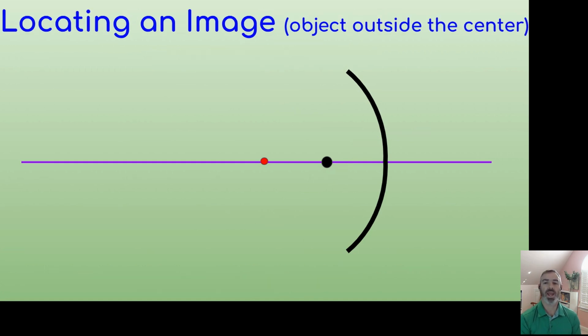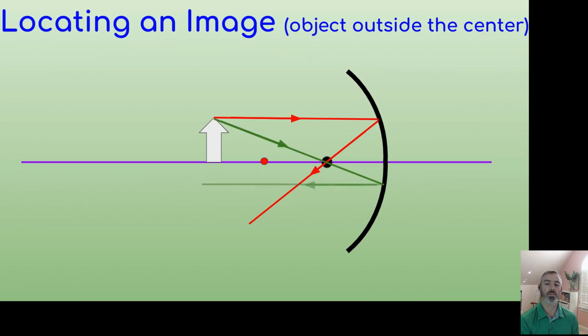So let's talk about locating an object. If we take an object and we place it outside the center of curvature, that means it's further away from the mirror than the center of curvature. We can locate that image by drawing our rays of light. So we have one that goes parallel that reflects through the focal length. We can draw our second ray of light that goes through the focal length and reflects off parallel to the principal axis. We draw that third ray that goes through the center of curvature, and you can see that all three rays of light intersect at one point. So that's where our image is going to form.